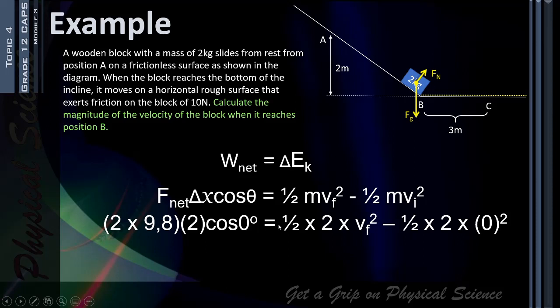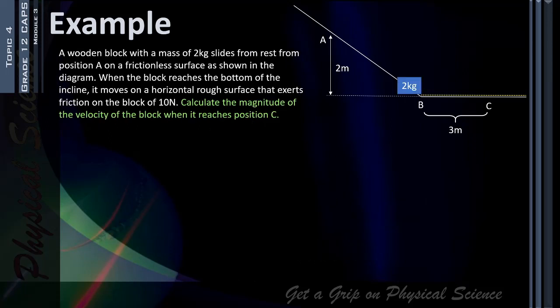And that's equal to the final kinetic energy, and we want to use that to calculate the final velocity, minus the initial kinetic energy, which is 0 because it slides from rest. And then we just calculate the final velocity. The final velocity is then 6.26 meters per second. No direction because they asked us for the magnitude of the velocity. Now calculate the magnitude of the velocity of the block when it reaches position C.